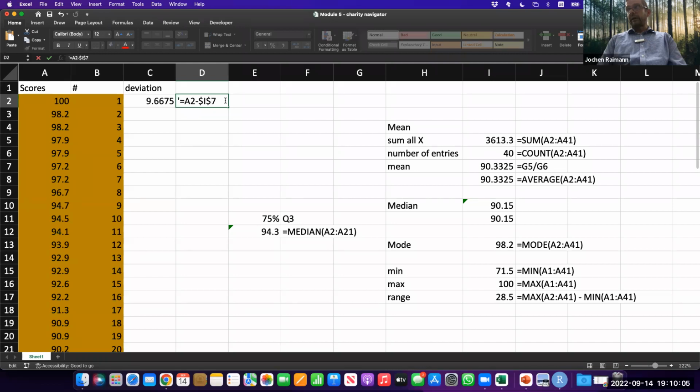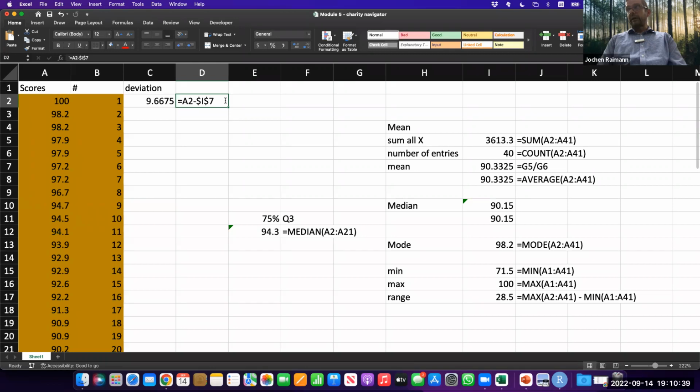A2 is 100. Yep, that's the first entry. We're calculating the deviation now from the mean for each individual entry. That's why we need to lock it in with a dollar sign. That's going to take a long time? No, it takes exactly 2 seconds, not even milliseconds. So you do A2 minus the dollar sign of wherever your mean is, because you're locking in the mean.